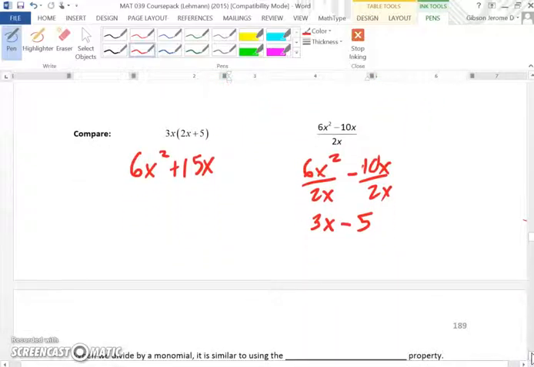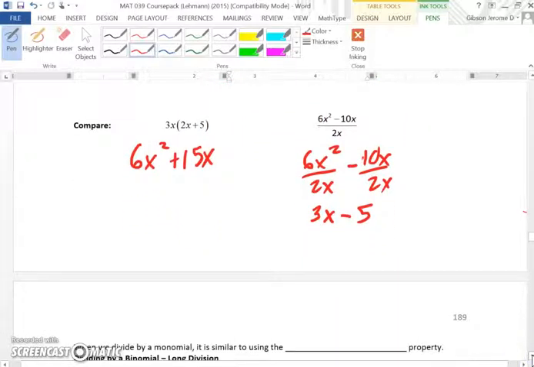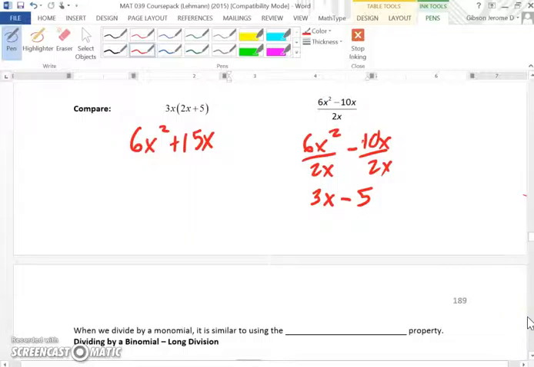Now, we go to the next page. It says, when we divide by a monomial, it is similar to using the distributive property.